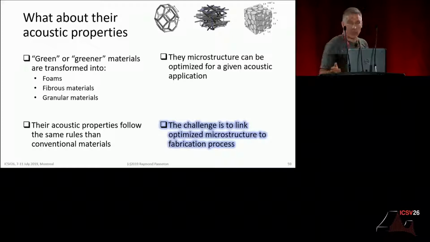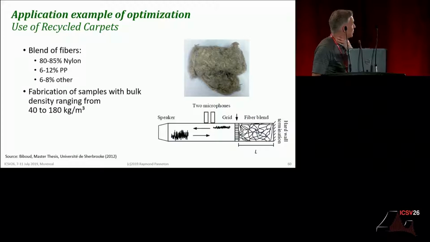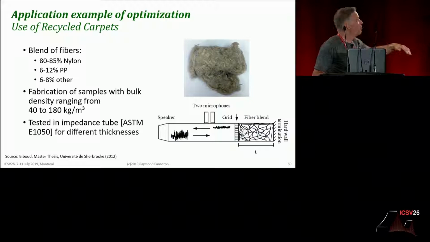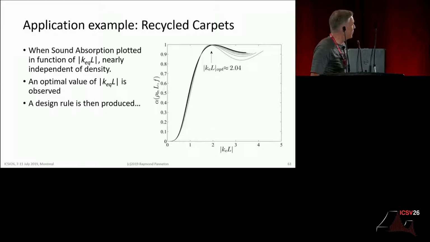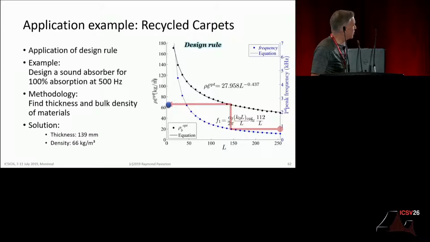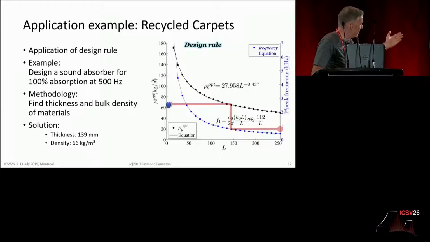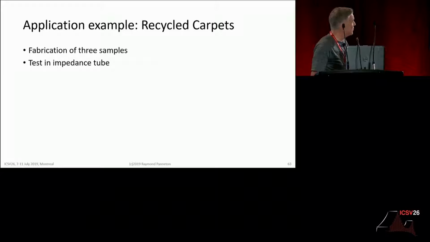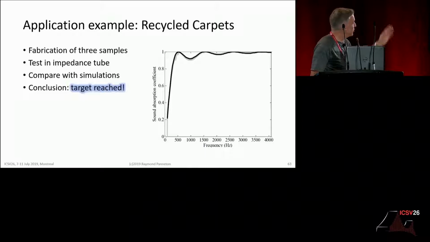Here, I give some examples, but I just put a lot of examples. I have more time, but you see that we can use, for instance, a recycled carpet to make an optimization of this carpet, find the optimal parameters for a given application. It tells you, well, you need 139 millimeters with a density of 66 kilograms per cubic meter. And then if you fabricate this type of sample, you test it in a tube, you compare with simulation, then you see that you reach the target of an optimal material.